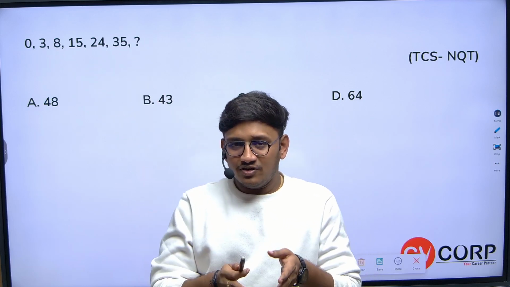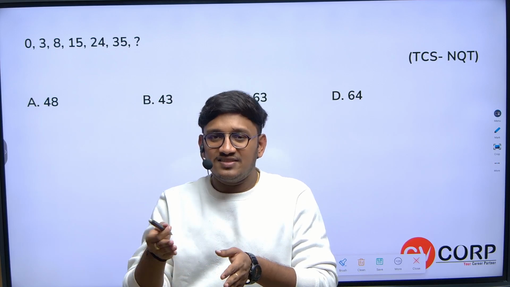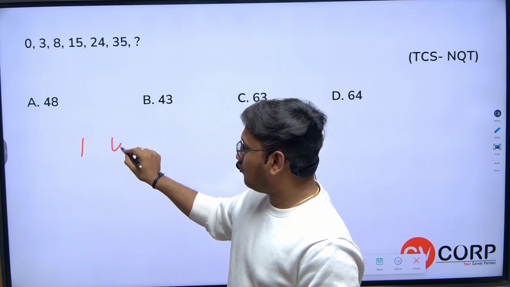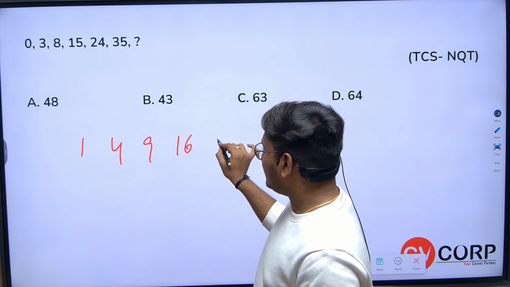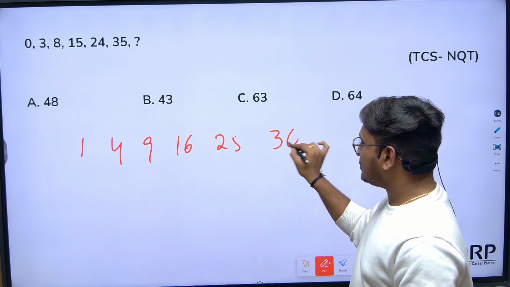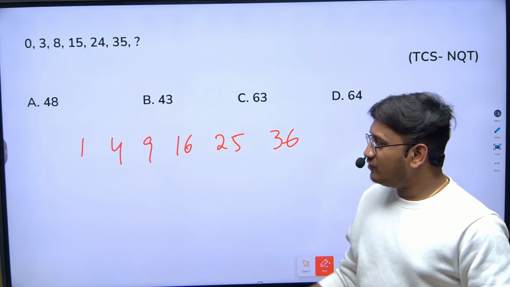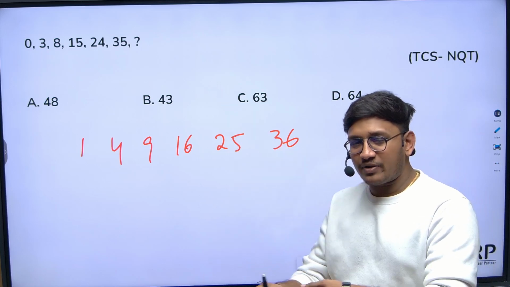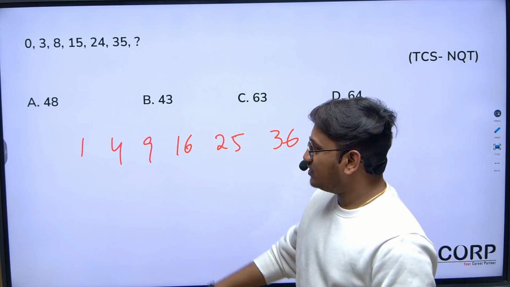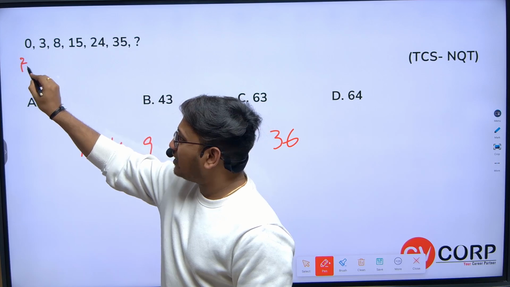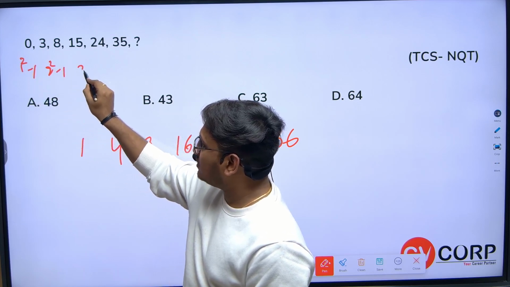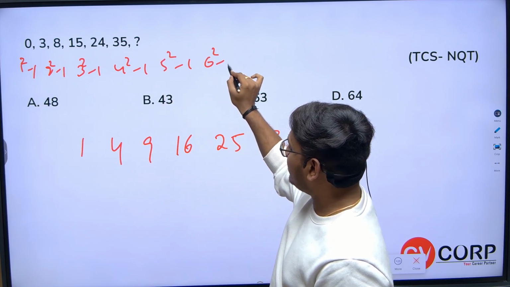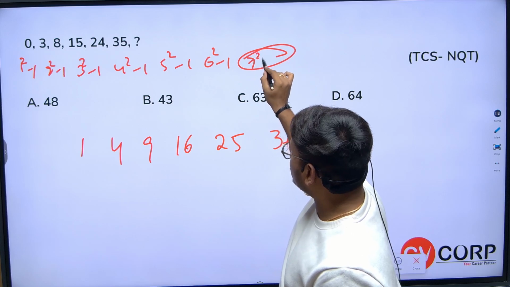So all the numbers are exactly one less than the perfect squares. If you observe, what are perfect squares? 1, 4, 9, 16, 25, 36. Okay, these are the perfect squares, right? All the numbers written there are exactly one less than the perfect squares, right? So here I can say 1 square minus 1, 2 square minus 1, 3 square minus 1, 4 square minus 1, 5 square minus 1, 6 square minus 1. So our answer will be 7 square minus 1.